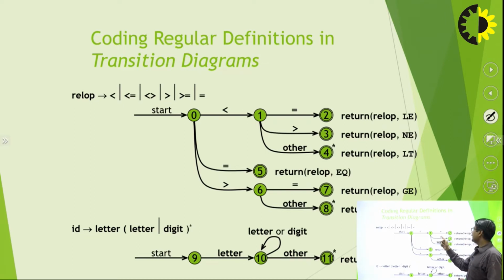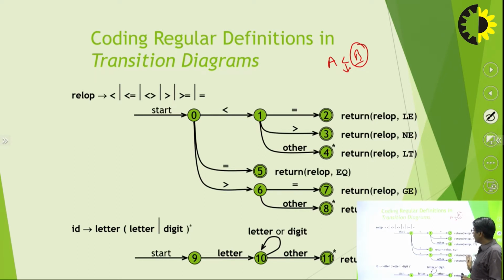If you are getting less than, greater than, then the third state will be an accepting state and it would return relational operator not equals to. Definitely, if other is there, meaning there is less than, suppose A less than B, so B is another identifier. So after less than, another identifier is there. It means the token will change. At that moment, this would return state 4 with return less than.